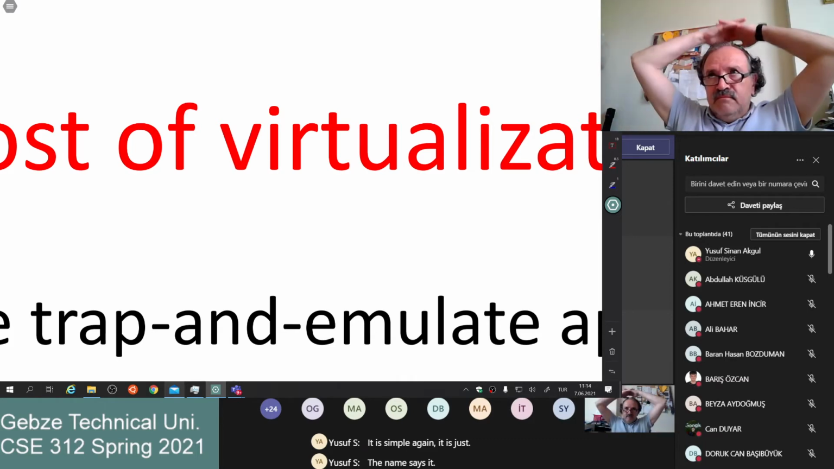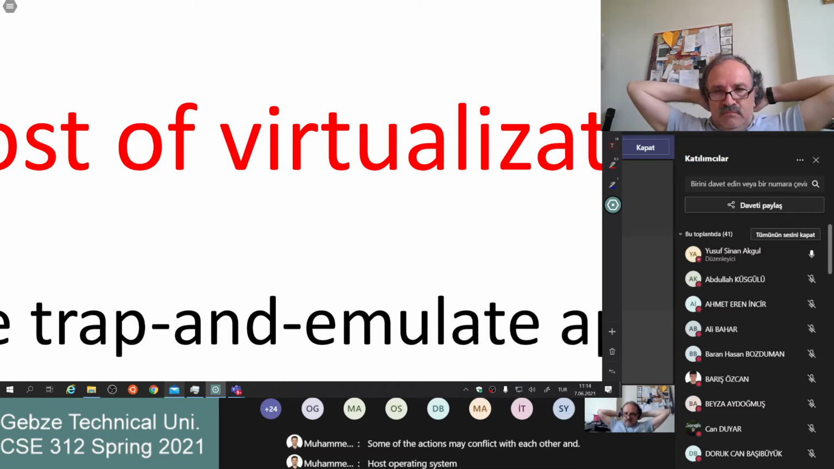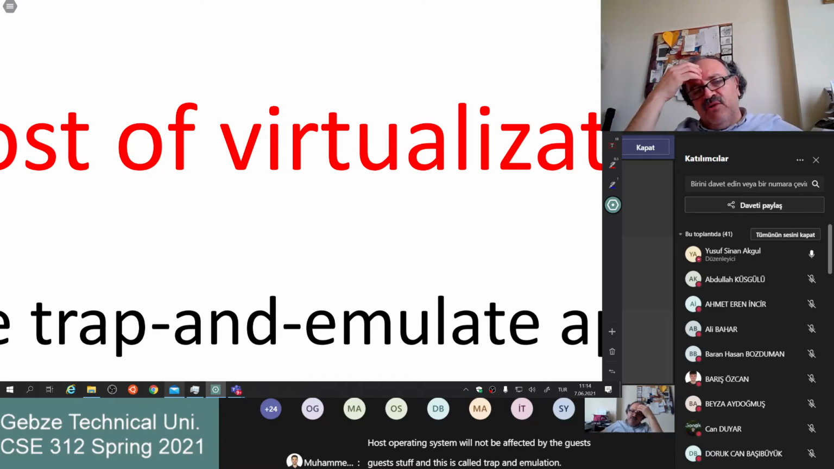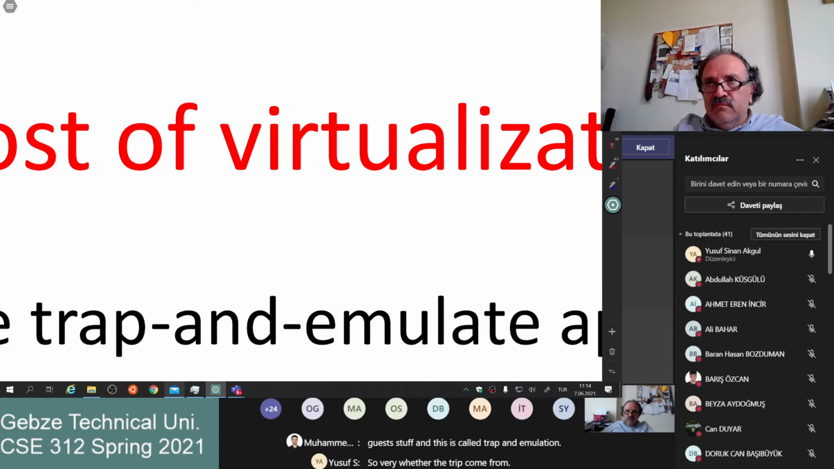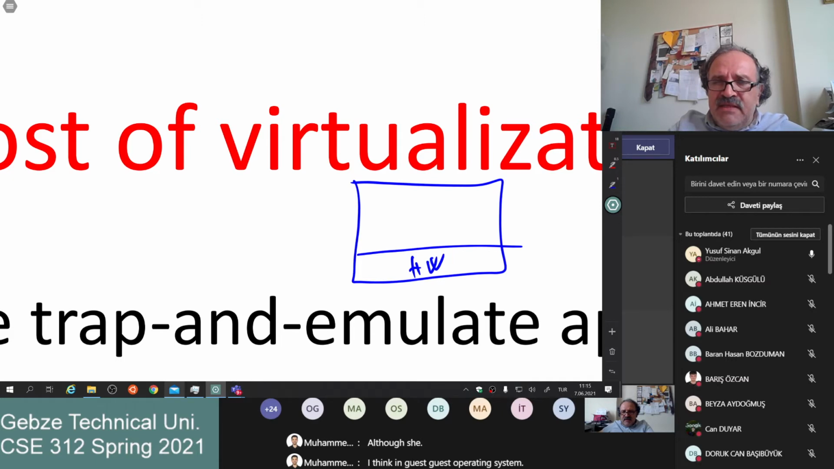Some of the actions may conflict with each other, and the host operating system will not be affected by the guest's stuff. This is called trap and emulation. So where does the trap come from? Hypervisor? No. Who causes the trap? I think the guest operating system. Yeah, so the guest operating system causes the trap.